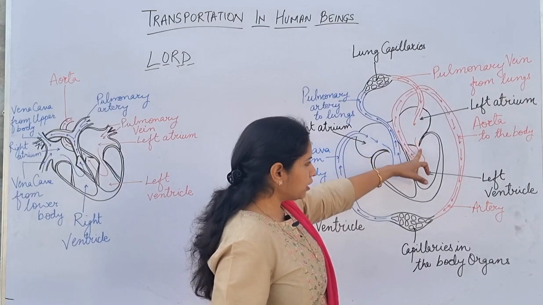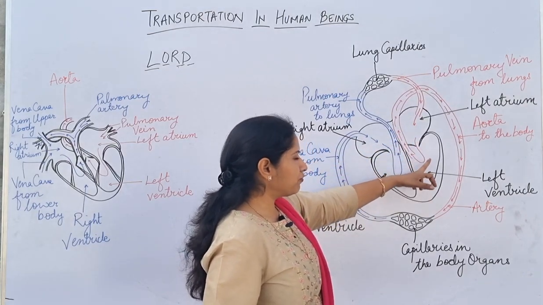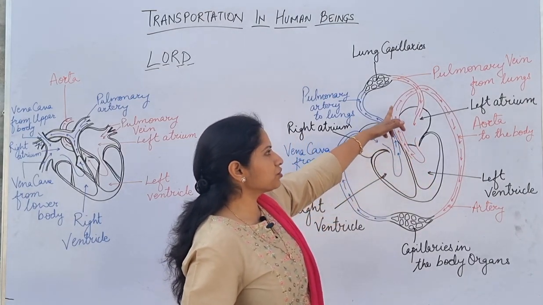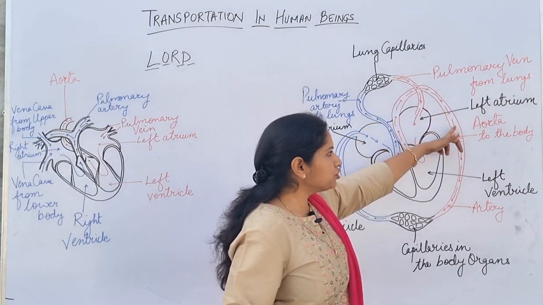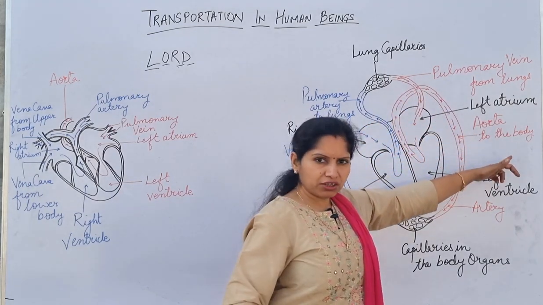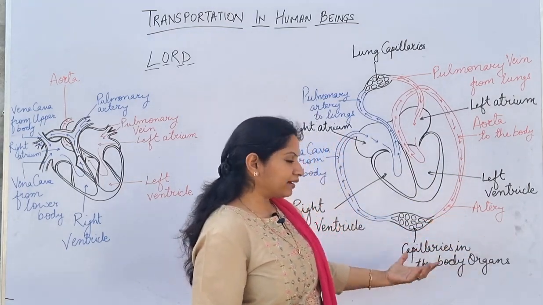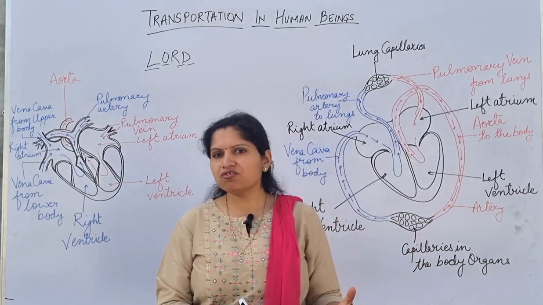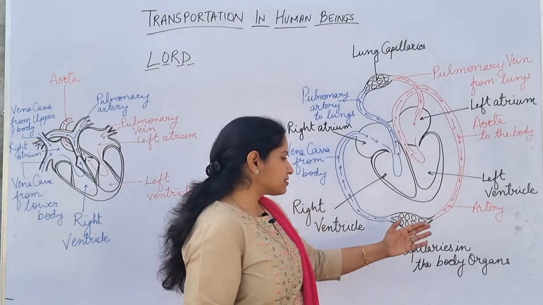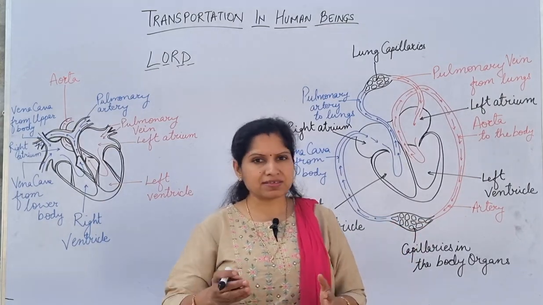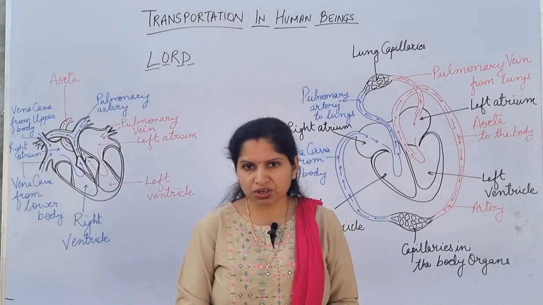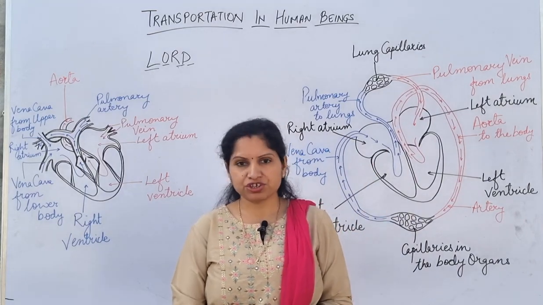From the left atrium it will go to left ventricle, and when the left ventricle is going to contract, it will push the blood to the aorta, and from the aorta it is going to different arteries of the body and finally reaching to each and every cell of the body, passing through the different arteries. Okay, so this is how double circulation takes place.